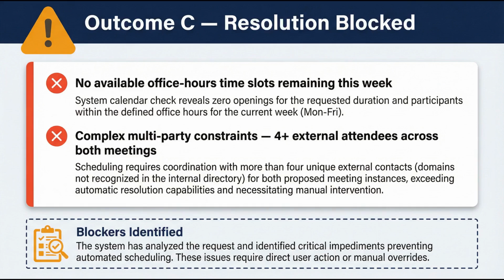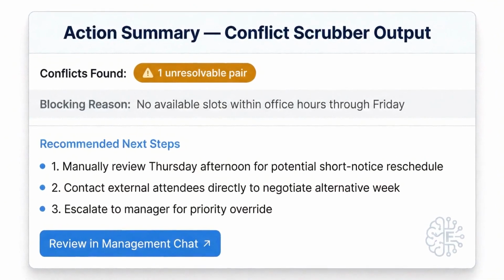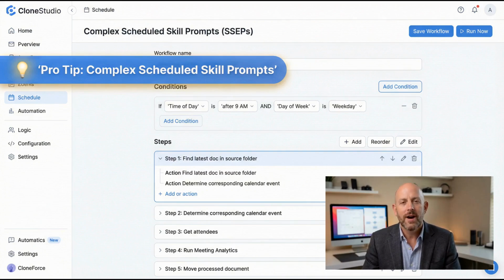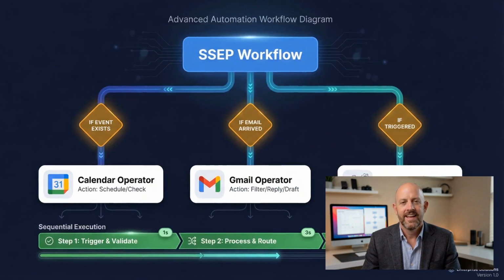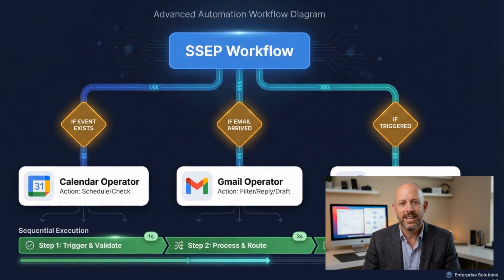Outcome C. If the system can't resolve a conflict, maybe due to no available time slots or complex constraints, it outputs what blocked the resolution and recommends next steps for manual handling. Pro tip: for even more powerful conditional logic and multi-step automation, explore complex scheduled skill prompts in the Schedule tab. That's where you can build advanced workflows with branching logic and multiple operators working in sequence. You've now got an hourly calendar conflict scrubber running in the background, keeping your schedule clean and prioritizing the right meetings automatically. Set it and forget it.